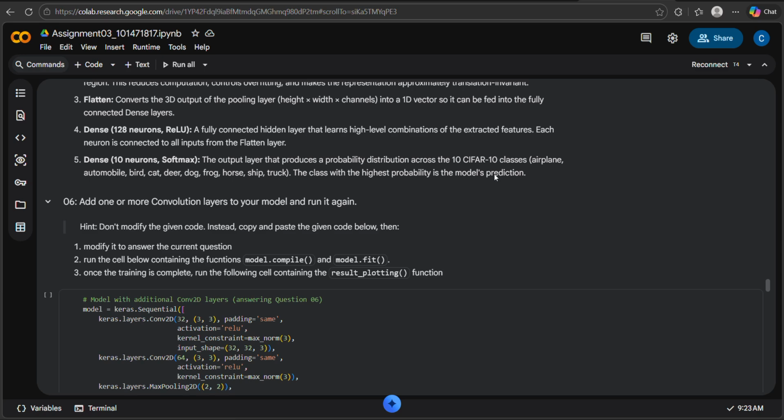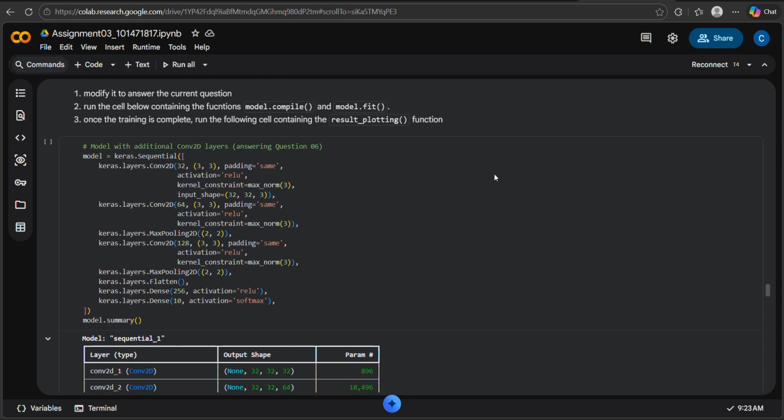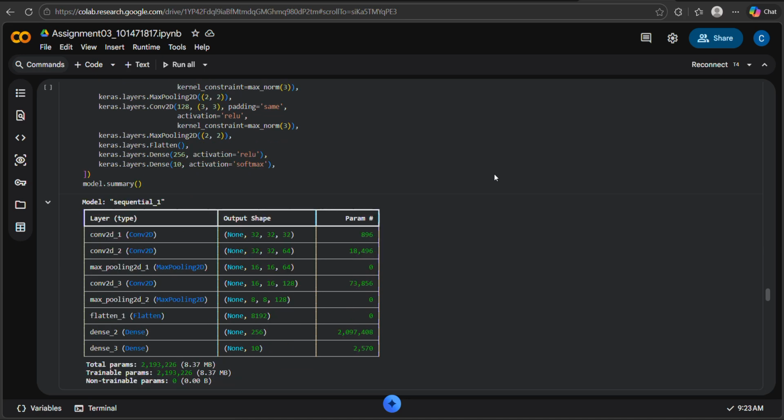For question 6, I added two more convolution layers to the model, going from 32 to 64 to 128 filters with an extra max pooling after the third conv block and a large dense layer of 256 neurons.